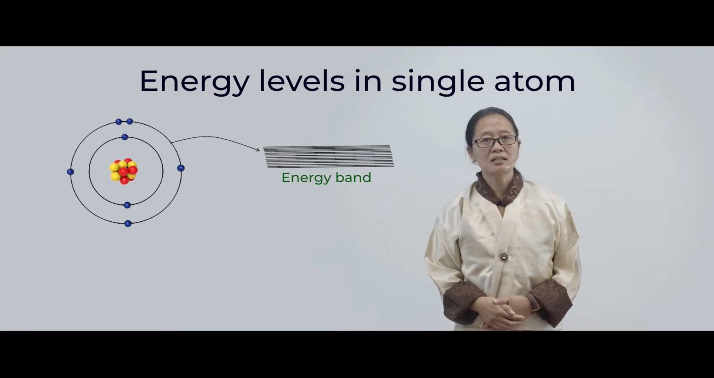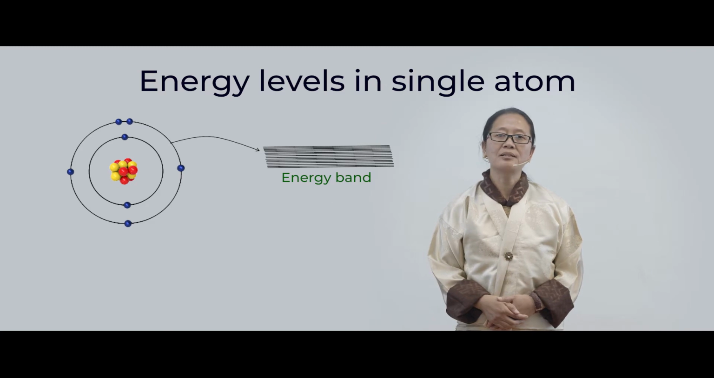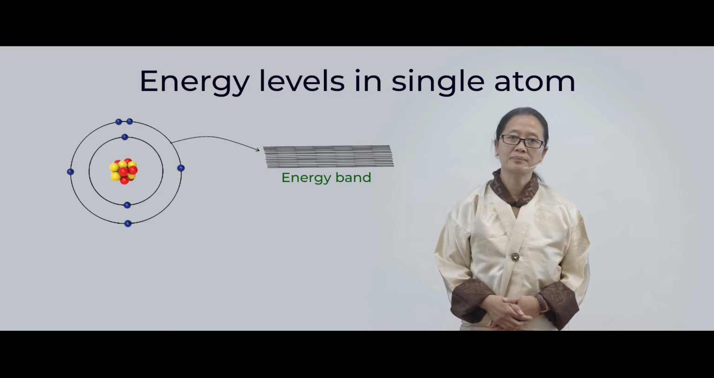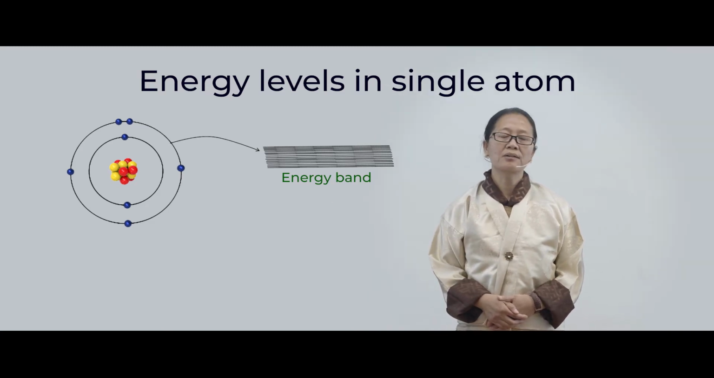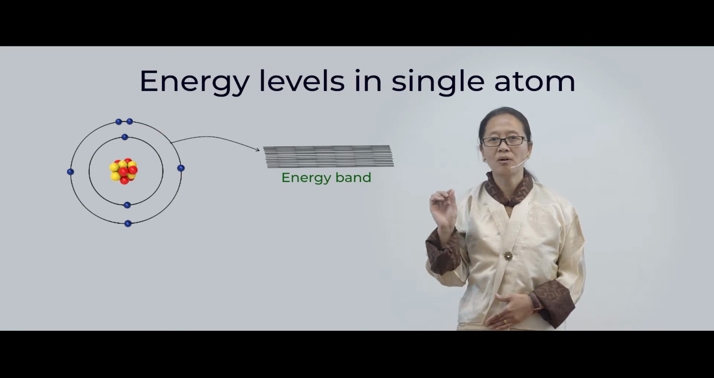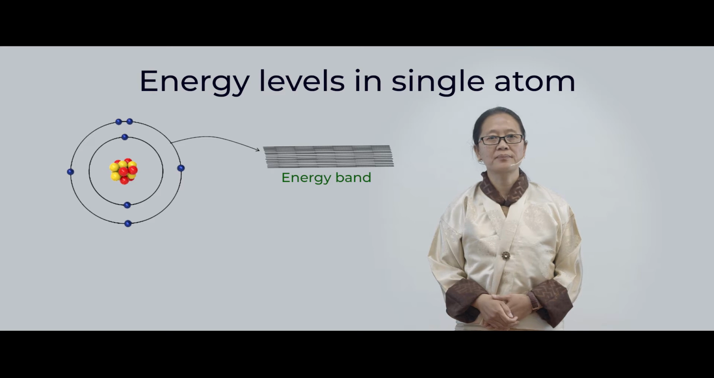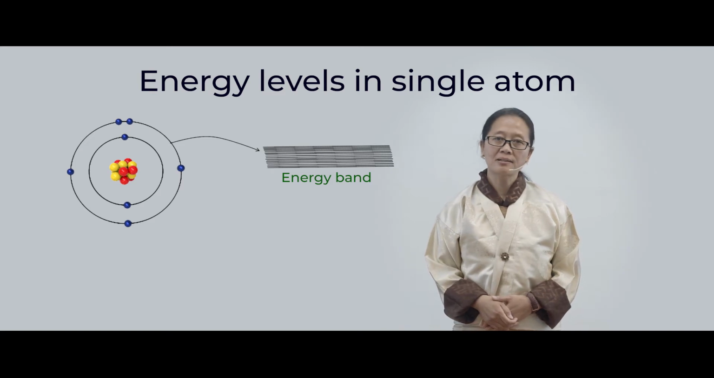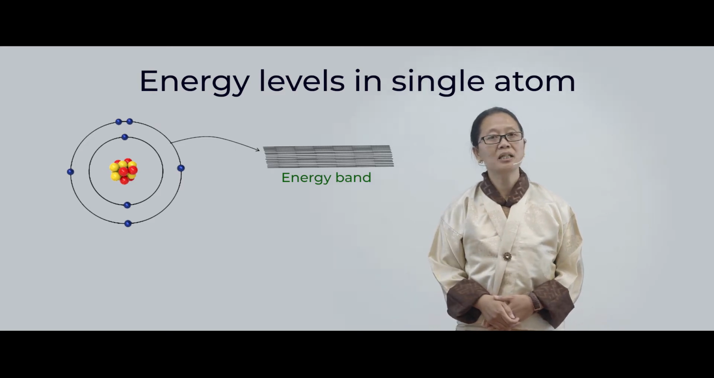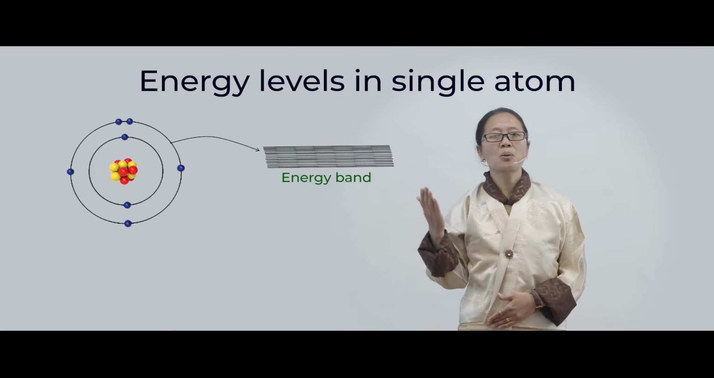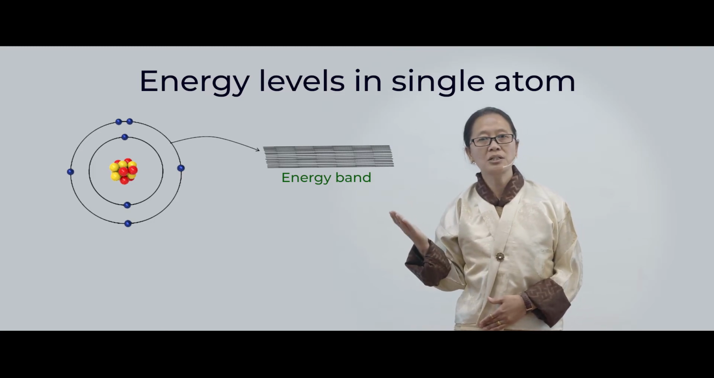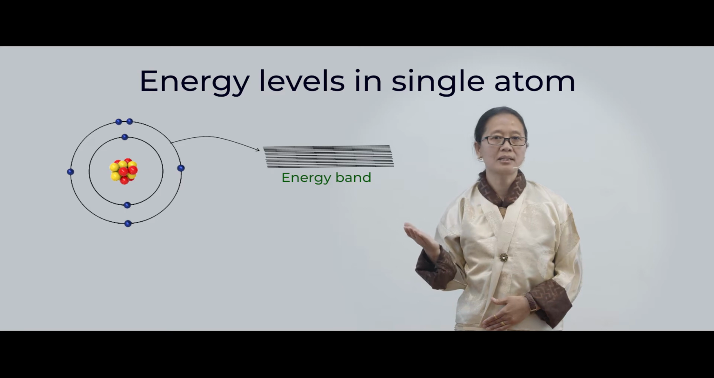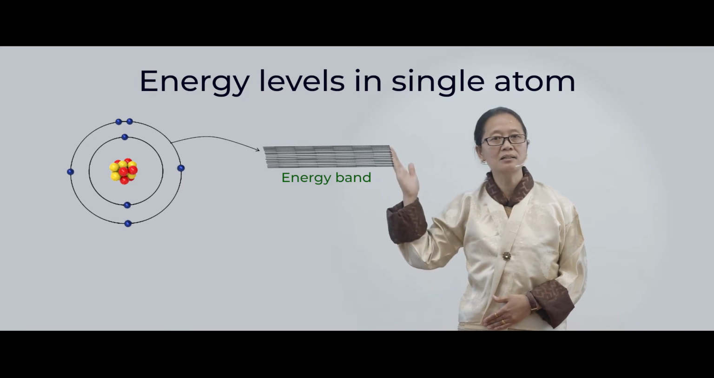But in a crystal, they do not have well-defined energy levels because in a crystal, there are many atoms squeezed in a very small space. As a result, their energy levels interact and they split up into numerous close and almost continuous energy levels called energy band, as you can see in the diagram.